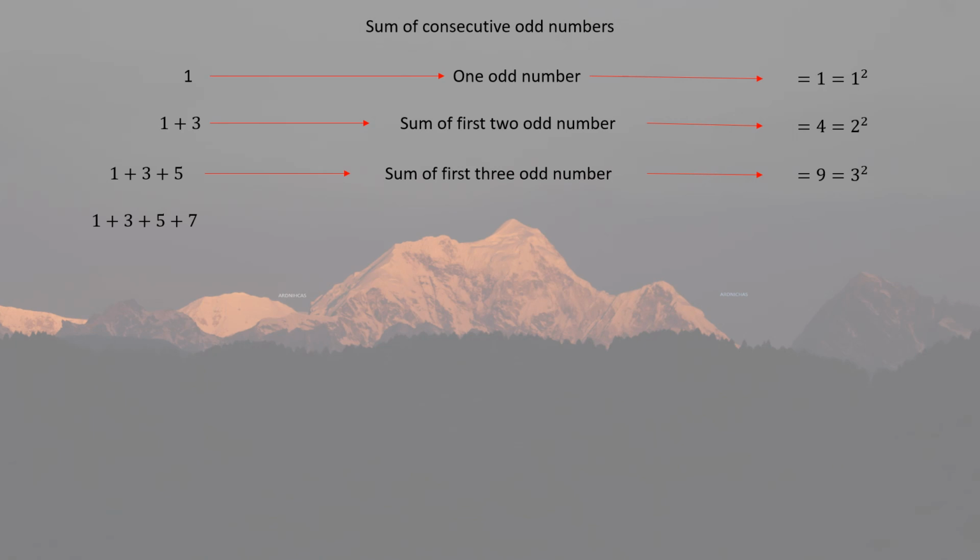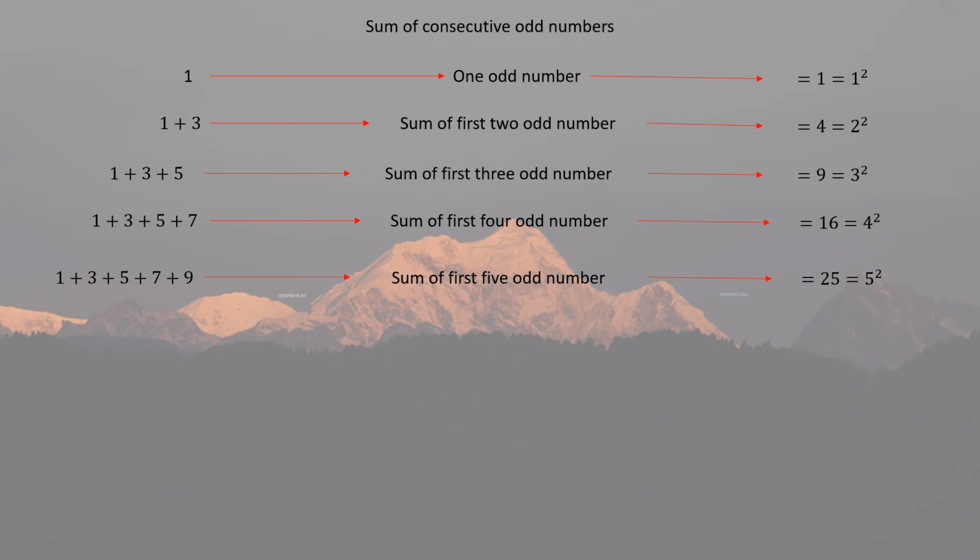Let's take another consecutive odd numbers, that is 1 plus 3 plus 5 plus 7. That is the first four odd numbers. 1 plus 3 is 4, 4 plus 5 is 9, 9 plus 7 is 16, and 16 can be written as 4 square. Likewise, if we take the first 5 odd numbers, then I should be getting 25, that is 5 square. If I take the first 6 odd numbers, 6 square is 36. So without adding also, we can easily find out the total sum of any consecutive odd numbers.